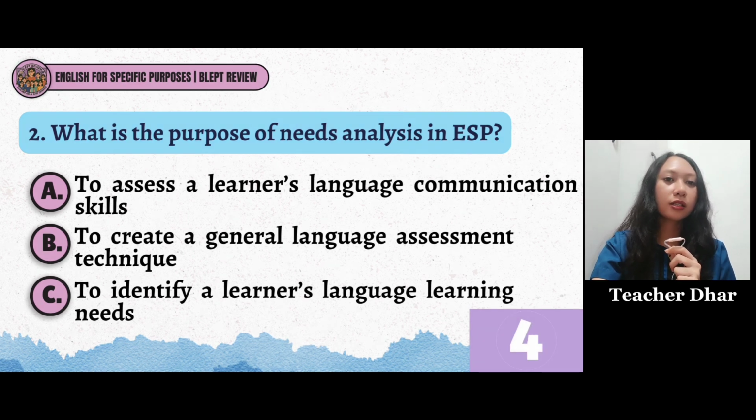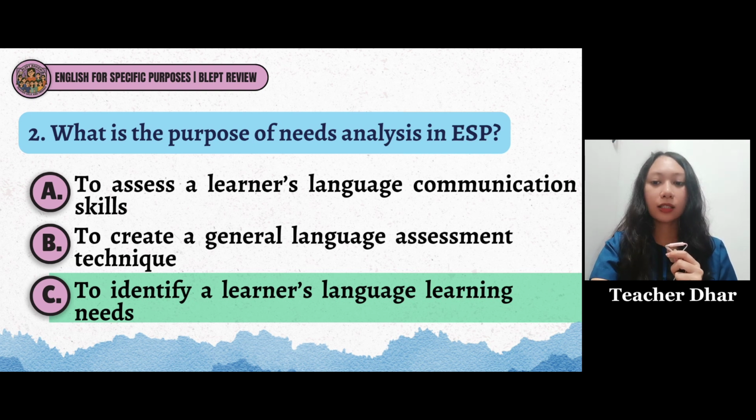Okay, if your answer is letter C, then that's correct, because in ESP, needs analysis is a crucial step in determining what language skills and knowledge learners require to perform their specific roles, tasks, or professions. Letter A is incorrect because even though needs analysis may involve assessing learners' language skills, its primary focus is to identify the specific language needs required for a particular context or profession.